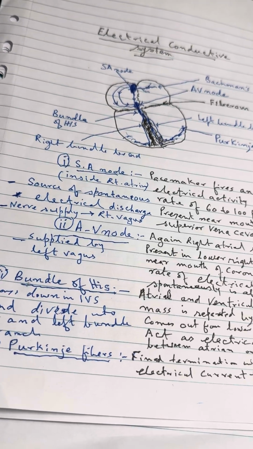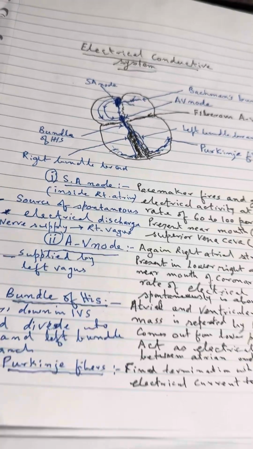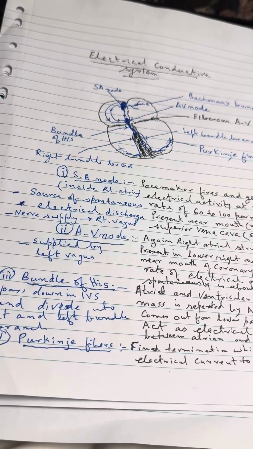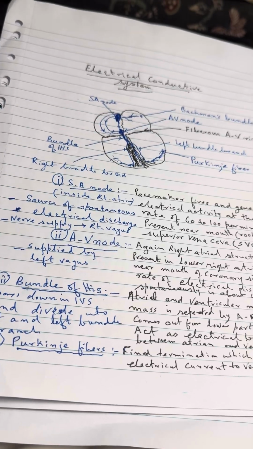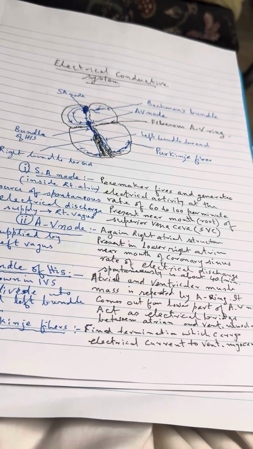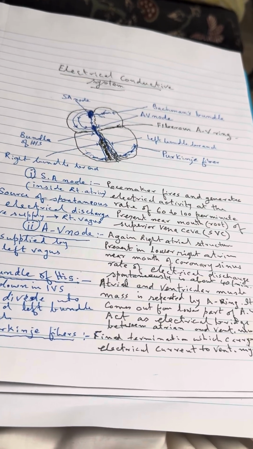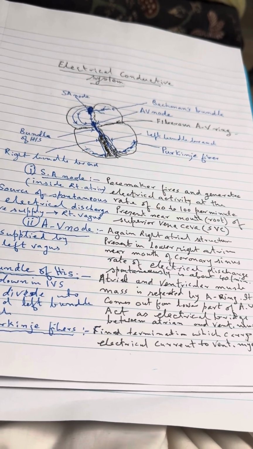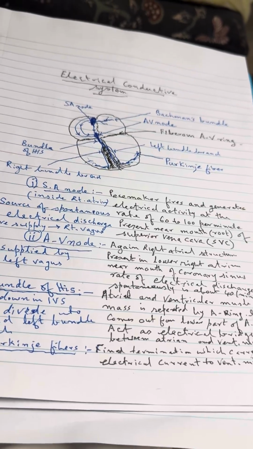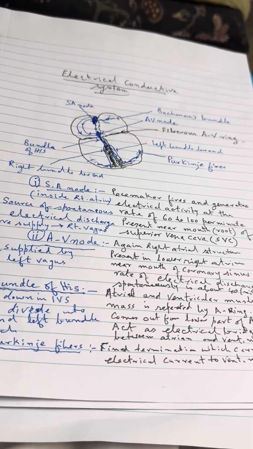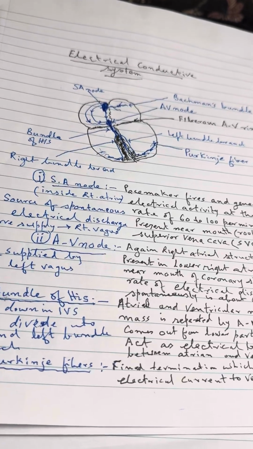Then ultimately the bundle of His divides and redivides and forms Purkinje fiber, which is the termination of the conducting system, and the fiber enters into the ventricular muscle, and there it excites the ventricular muscle and causes depolarization.